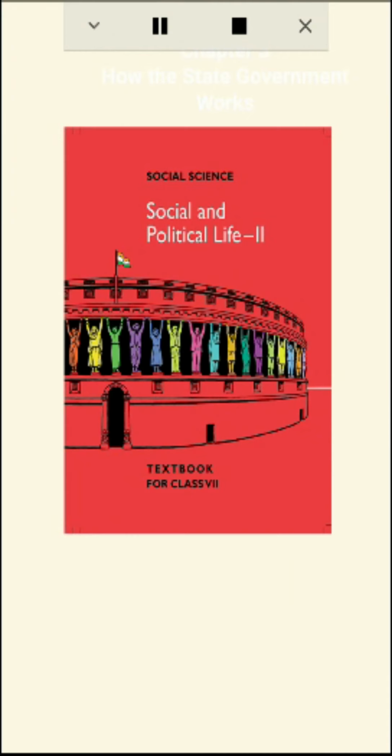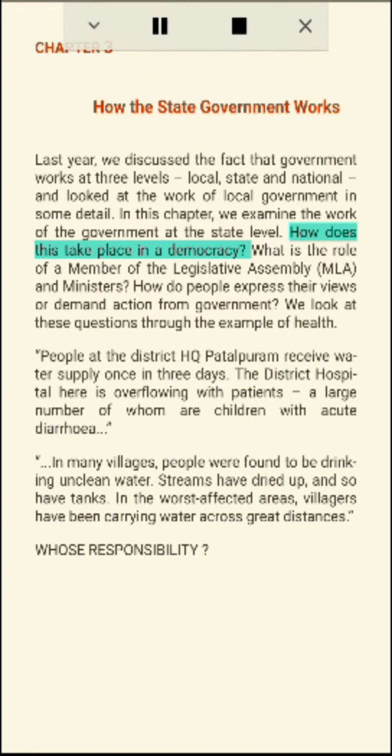Government Works, Chapter 3: How the State Government Works. Last year, we discussed the fact that government works at 3 levels, local, state and national, and looked at the work of local government in some detail. In this chapter, we examine the work of the government at the state level.